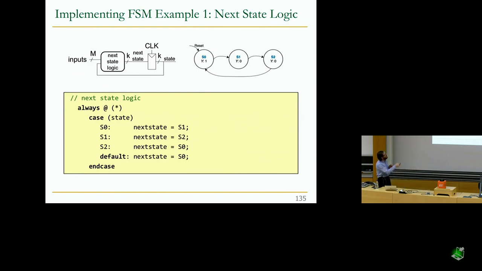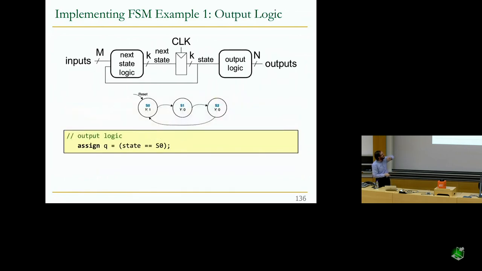And this is purely combinational, as you can see. Next state logic is purely combinational. It takes state as input and basically changes state. And this is our output logic. Basically, Q is equal to 1 if your state is S0. Otherwise, you get a 0. Okay, basically, this is a Moore type FSM.